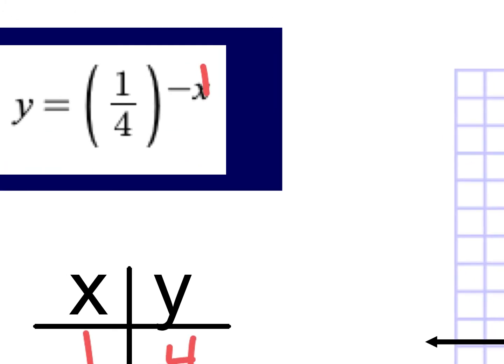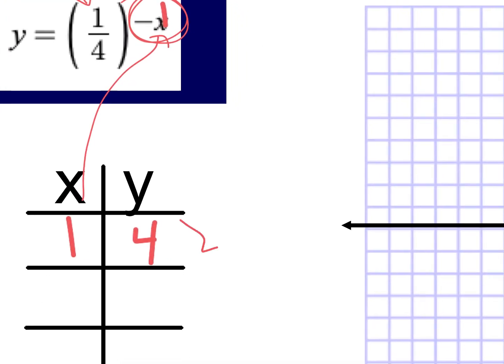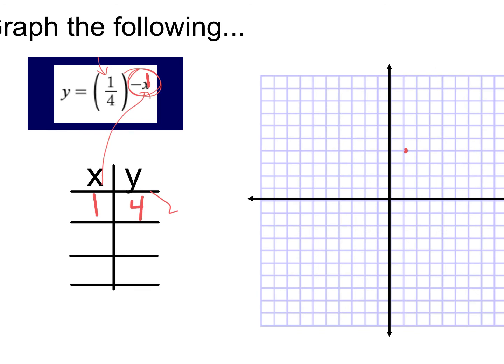You get what just happened there? I put in a 1, but there was a negative in the problem already, making this a negative 1. Negative 1s take things and flip them over. That 1/4 got flipped over and turned into a 4. Okay.